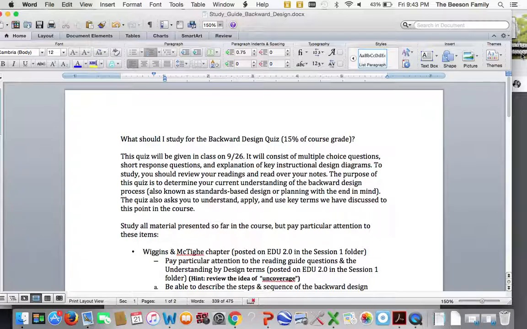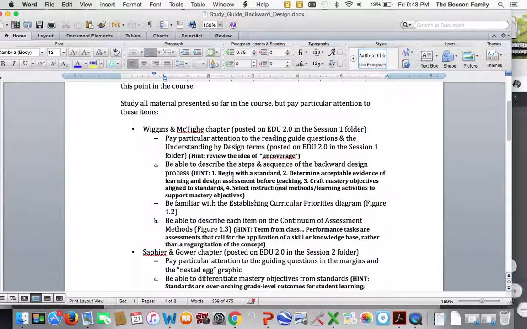You need to be able to really think about that nested egg. Think about the steps to backward design, not the big document, but this idea right here. Begin with the standard, and then all the way the activities are at the end. If you can remember this, then you'll be good.